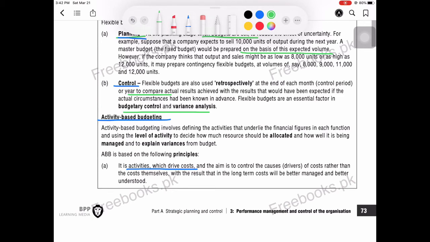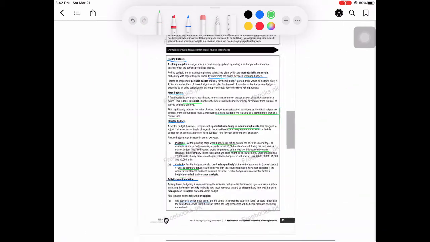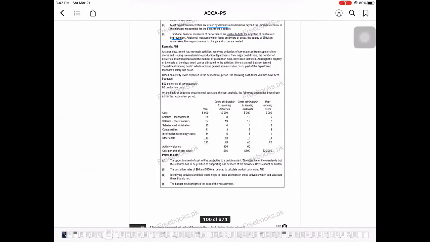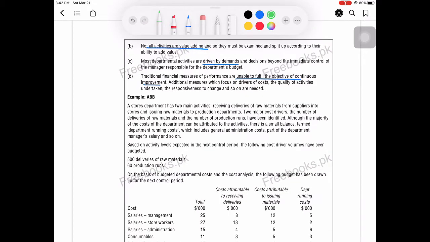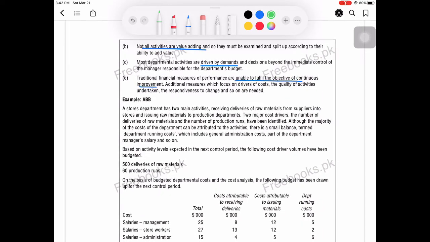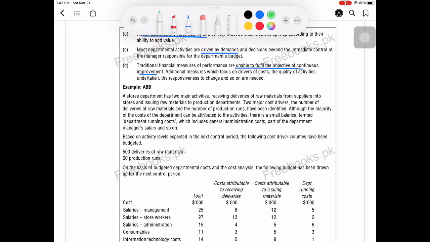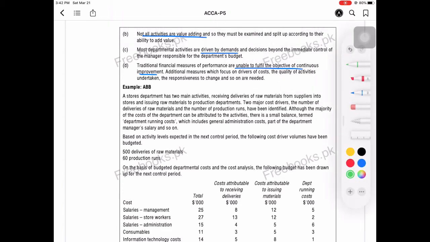With the result that in the long term cost will be better managed and better understood. This means that long term cost means taking the future into consideration, whether it will actually affect the outcomes, right? Not all activities are value adding, and so they must be examined and split up according to the ability to add value. Not every activity is a value adding activity. Not every viewer who views the advertisement for which you are paying would actually come and buy your product. So not all the activities are actually value adding.